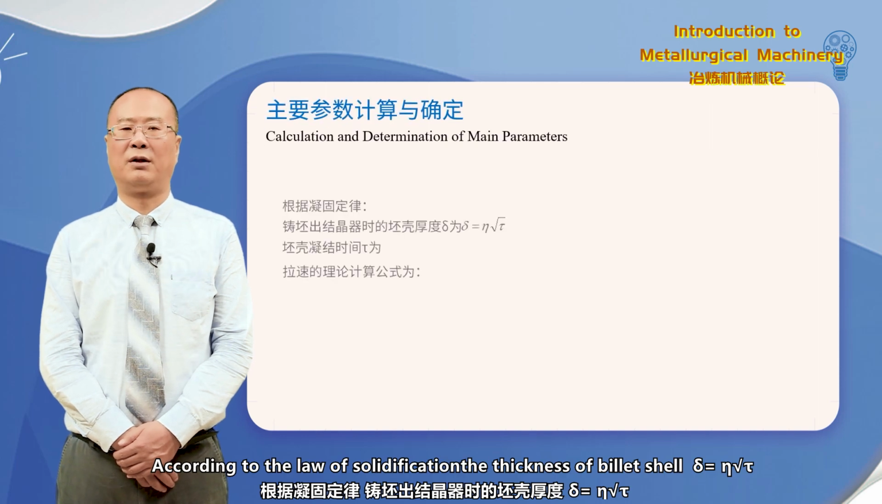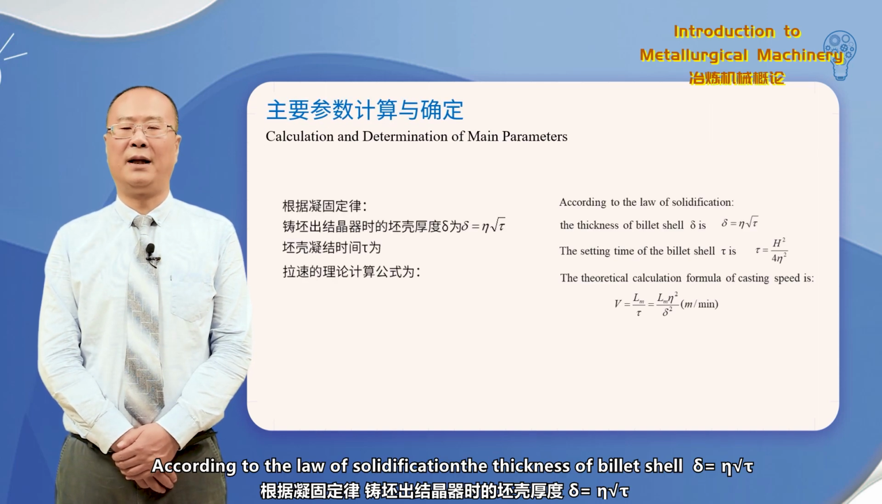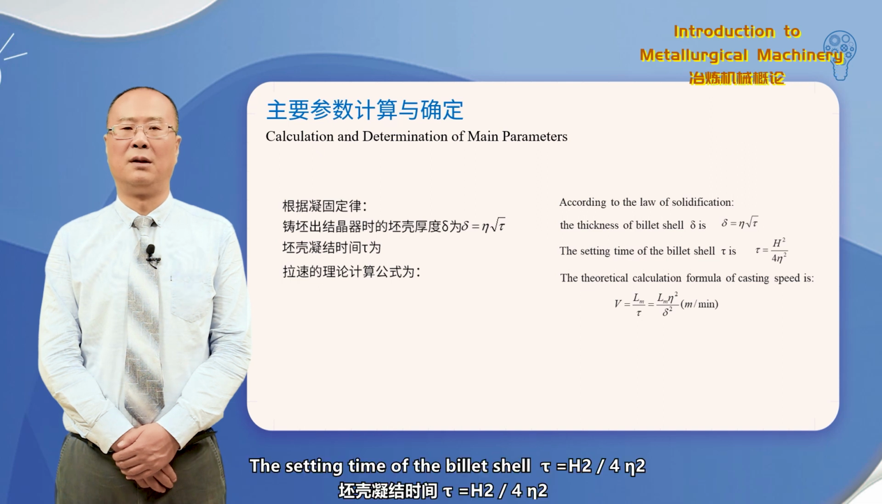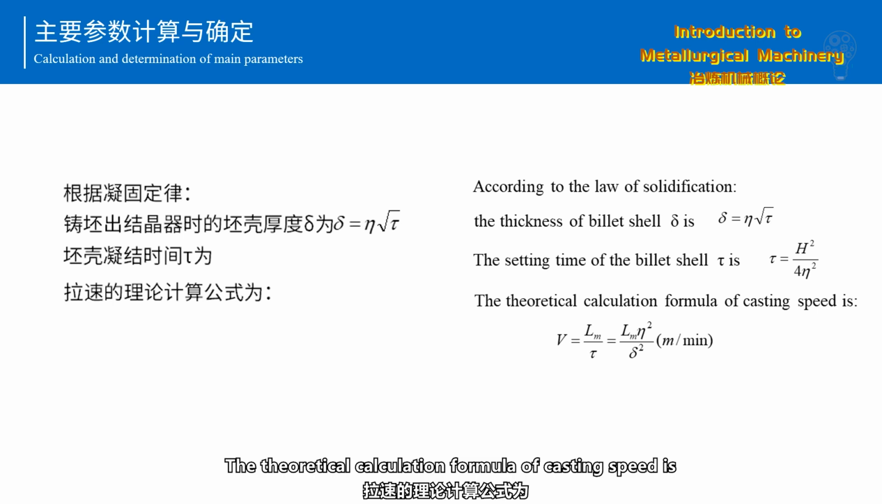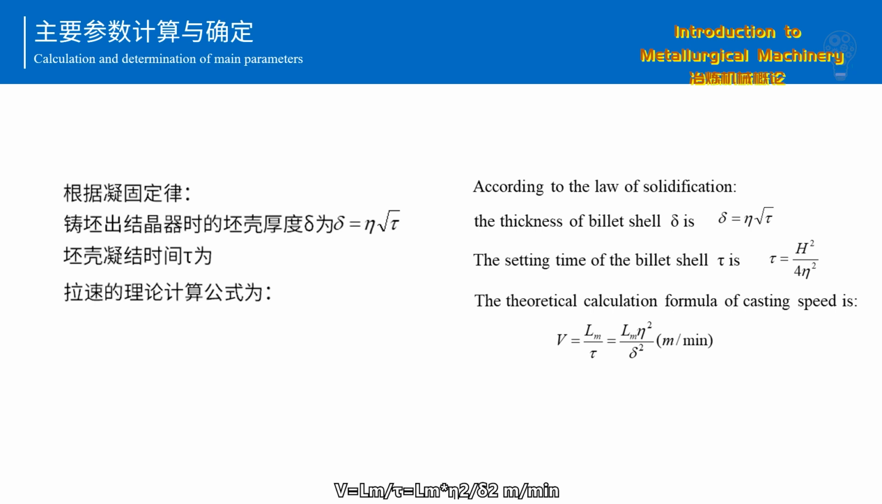According to the law of solidification, the thickness of the billet shell, d, equals k times the square root of tau. The solidification time of the billet shell, tau, equals d squared divided by 4 times k squared. The theoretical calculation formula of the casting speed is V equals Lm divided by tau, equals Lm times k squared divided by d squared. The unit is millimeter per minute.